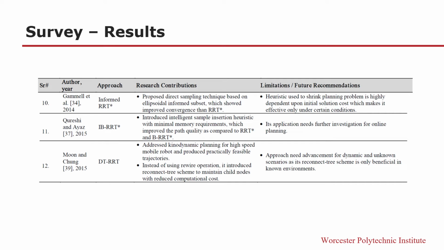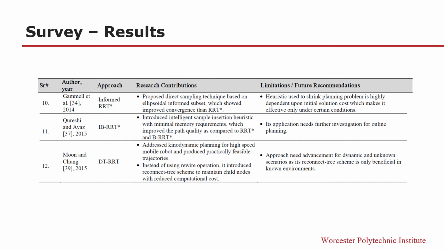Intelligent bidirectional RRT star was proposed for complex cluttered environment. It uses an intelligent sample insertion heuristic technique. Results of IBRRT star showed fast convergence towards optimal path using less memory resources in comparison with RRT star.